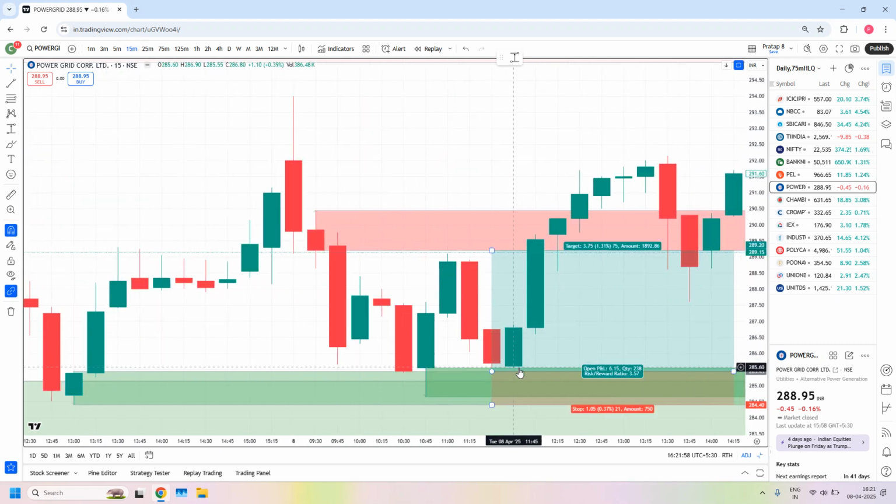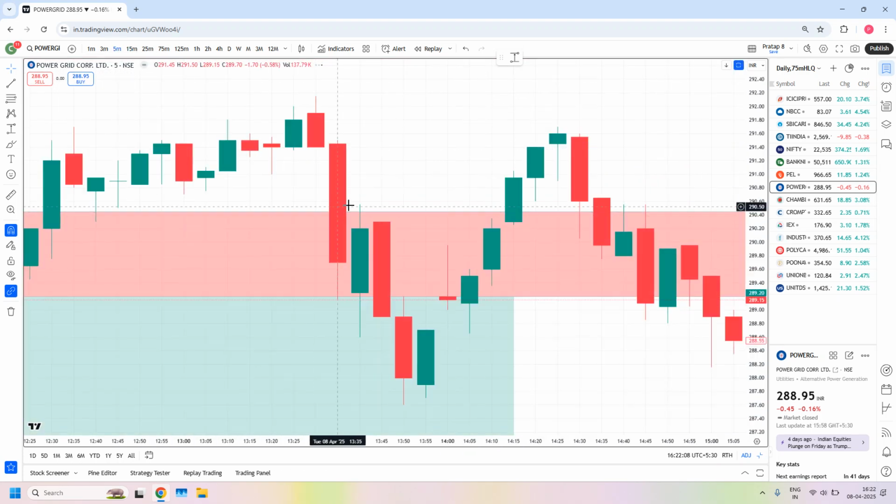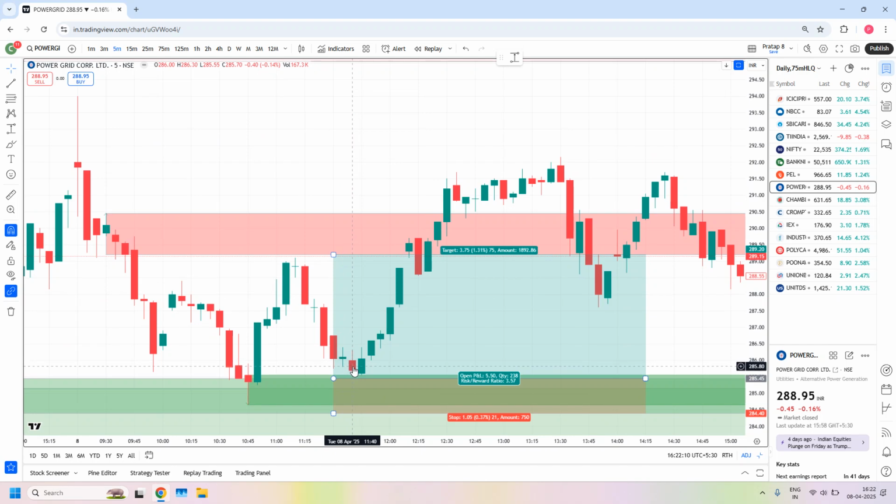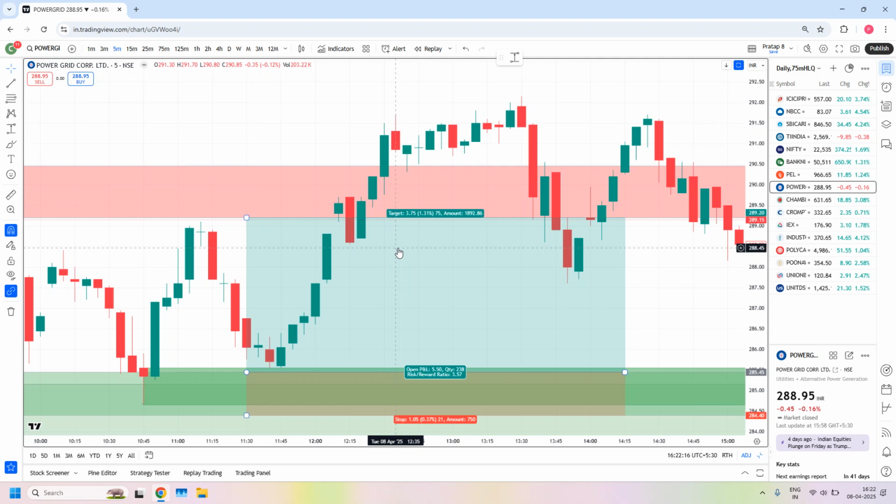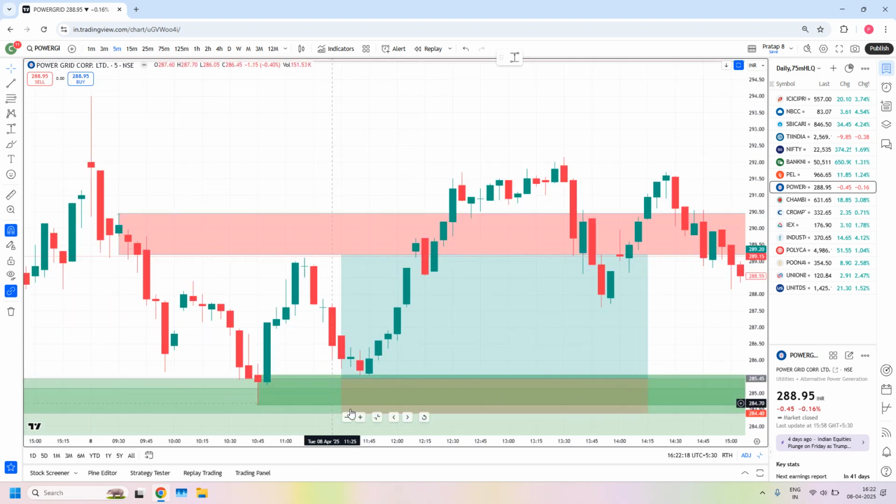See, it gave an entry here in both these candles. It gave an entry in this zone, and after that it reached the 15 minutes supply zone. When you got the entry? You got the entry in this candle at 11:40. When it reached the target at 12:10, it reached. But unfortunately, we can't take this trade.